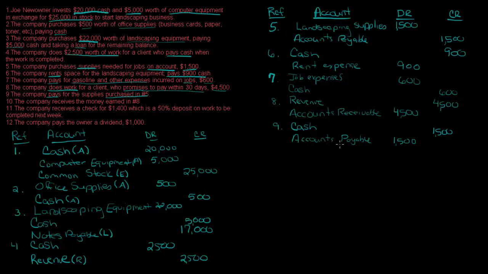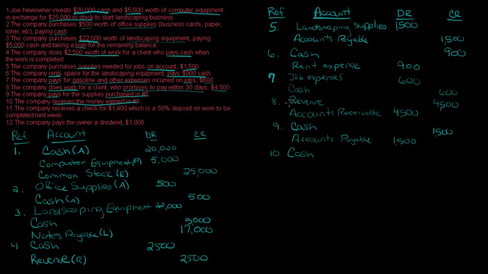Okay. Remember, accounts payable can go up and go down. Accounts receivable can go up and go down. And actually number 10 says the company receives the money earned in number 8. So let's look back at number 8. Number 8, we had revenue and accounts receivable. So if I received money, we know that cash is involved. What is the other entry?